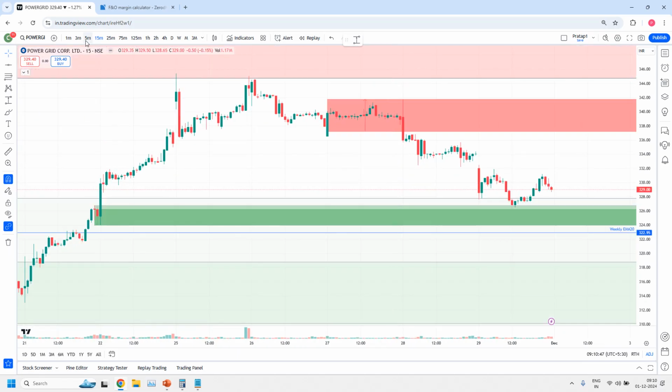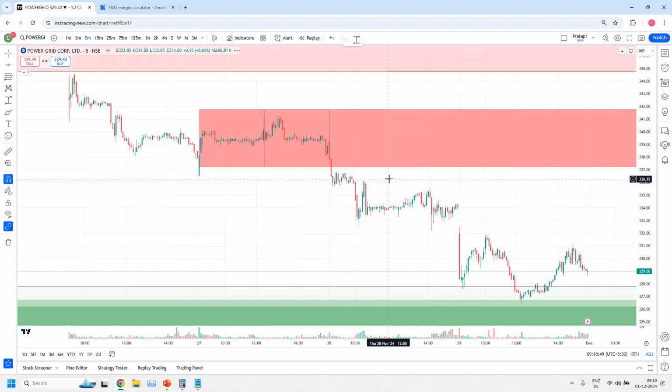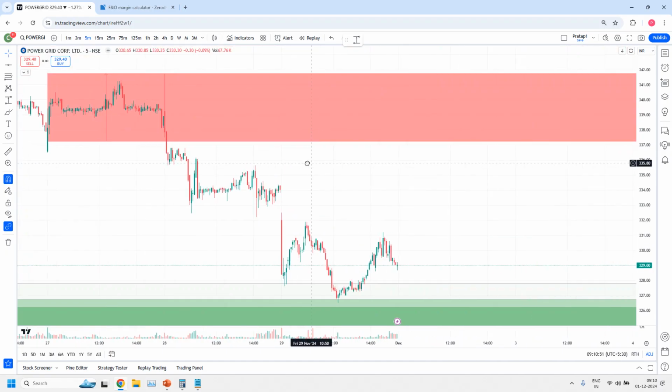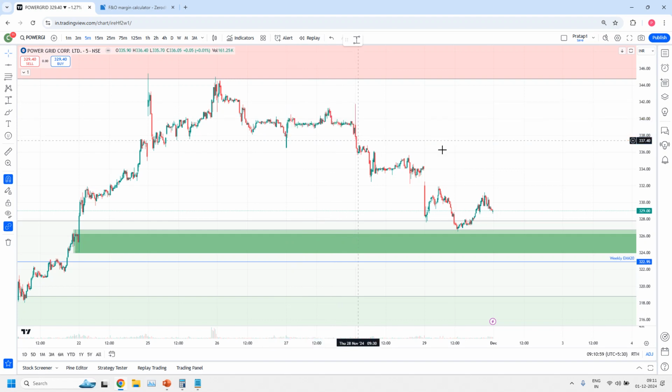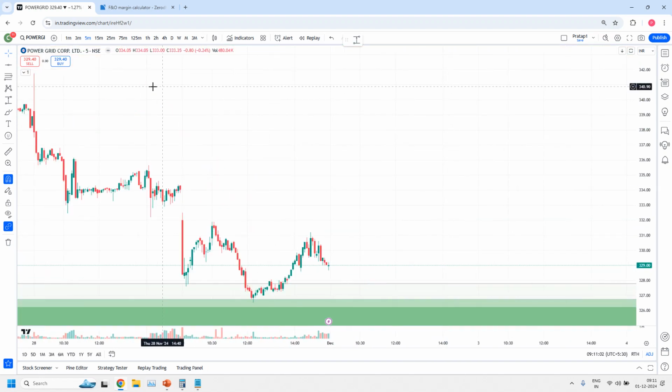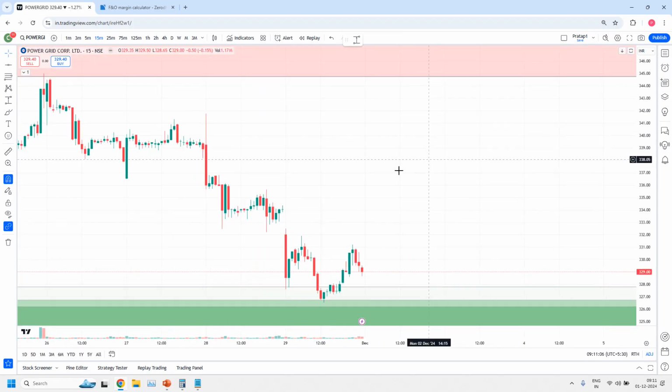Something is wrong. Sorry, I have to delete this. This should be the 5 minutes here. But 15 minutes, because we are taking entry from 15, but the fine-tuned zone is the 5 minutes.